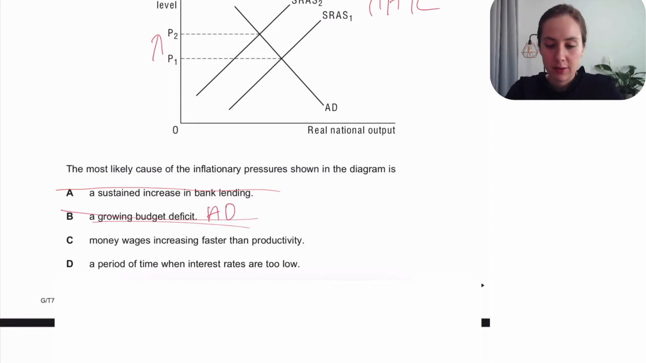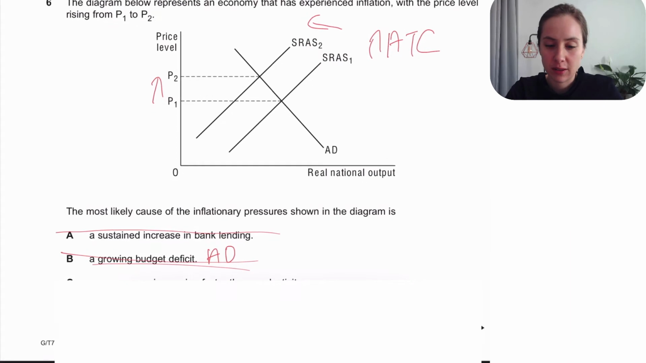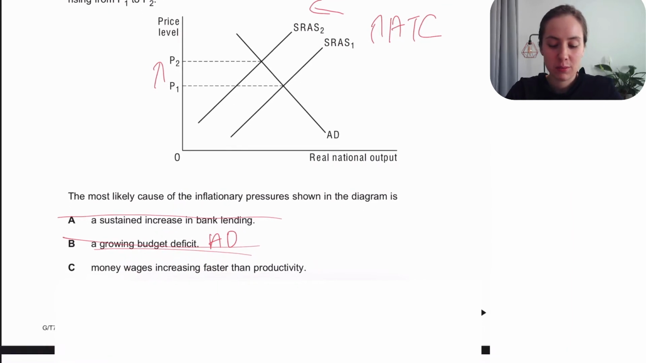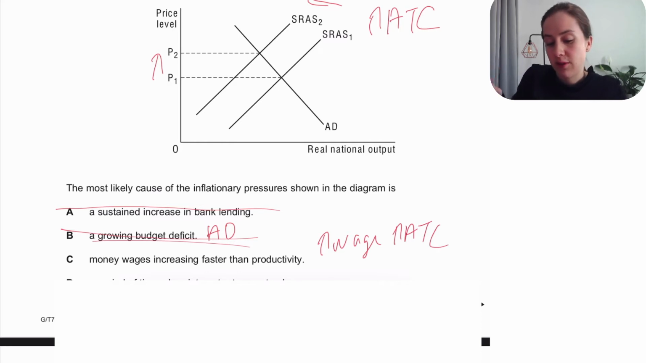Money wages increasing faster than productivity. So interestingly, we don't have the long run AS, and I'm just double checking the question. It has experienced inflation. So if money wages increase, costs of production have increased. Now I think it's a bit odd that they haven't drawn the long run, because if productivity increases, that decreases ATC, so I reckon they're saying the wage increase is higher, so that would shift it left overall.